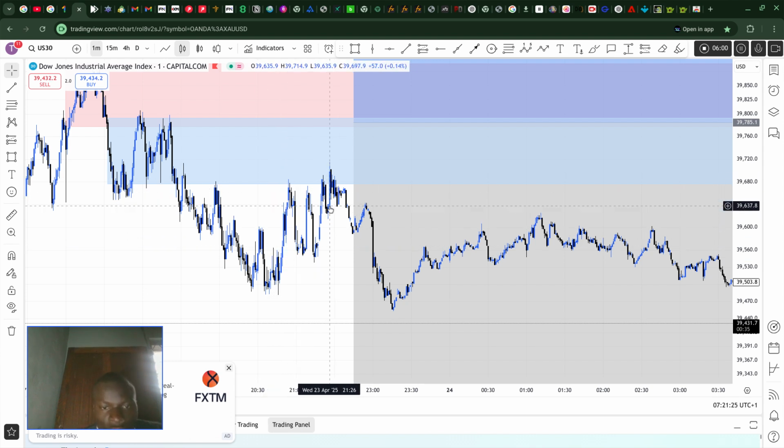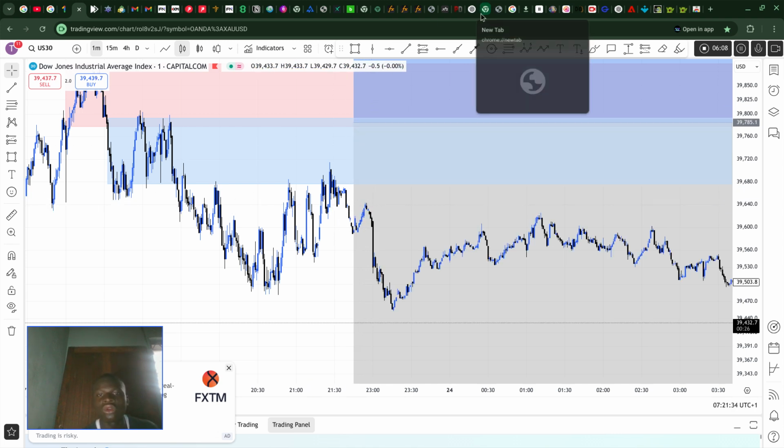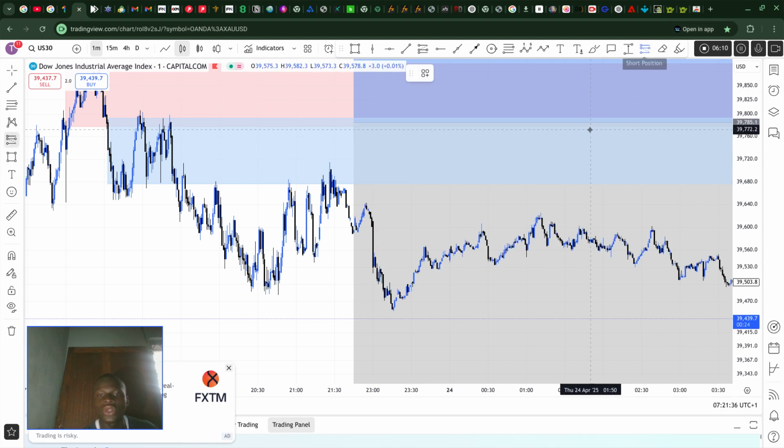So we see a market structure shift, but it wasn't able to take out this, then breakout. So the first, second, and this first pullback, I'm going to take it. So if we are to take a trade here, you trade here, or you just take a trade from this point here.